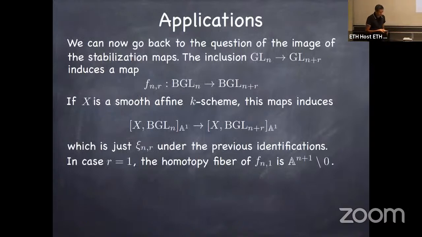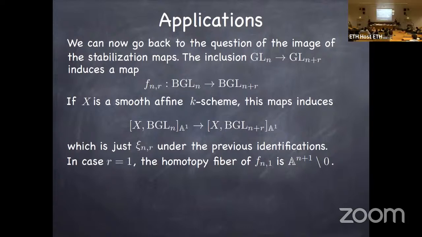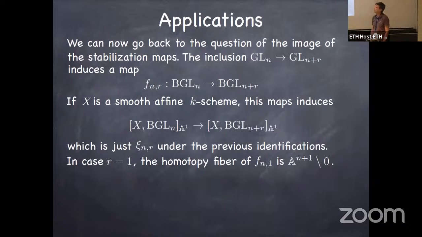I guess now we have enough framework to go to applications. So as Aravind said, we have a very general way to deal with this stabilization map. First of all, we observe that the one that we defined at the very beginning is just induced by a morphism of spaces from BGLN to BGLN plus R. And as you can see on the board, the map induced by this morphism of spaces is just the stabilization map we spoke of in the beginning. Now we can use the technology we introduced.